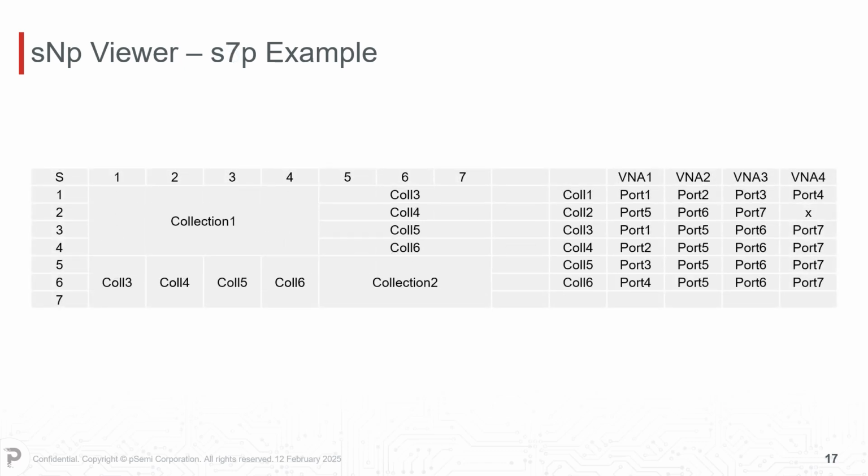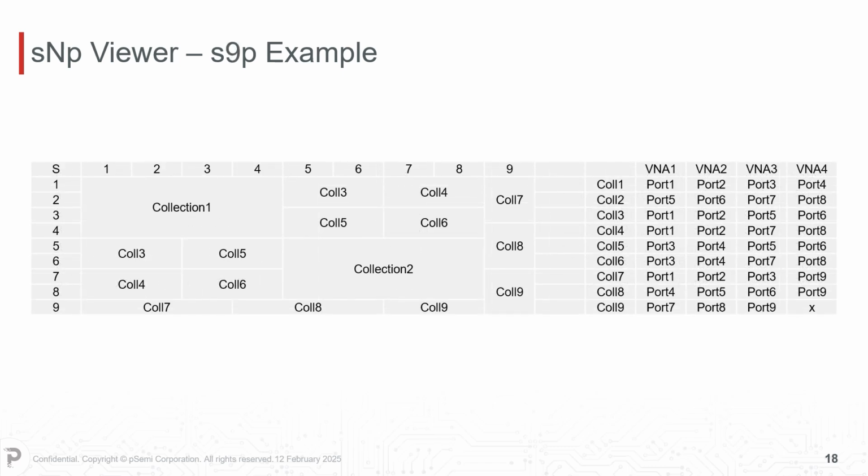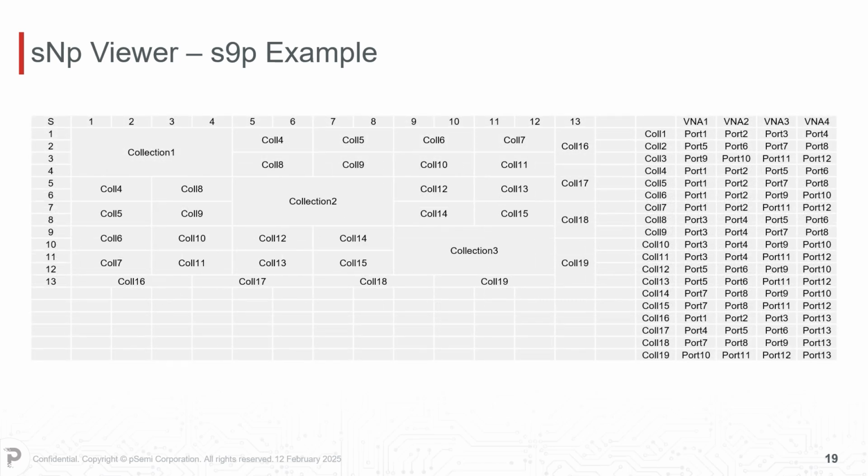Here's another example. This is used to build an S7p file from multiple S4p files. And this would generate S9p files from the S4p files. And finally, this would be used to generate S13p files from multiple S4p files.